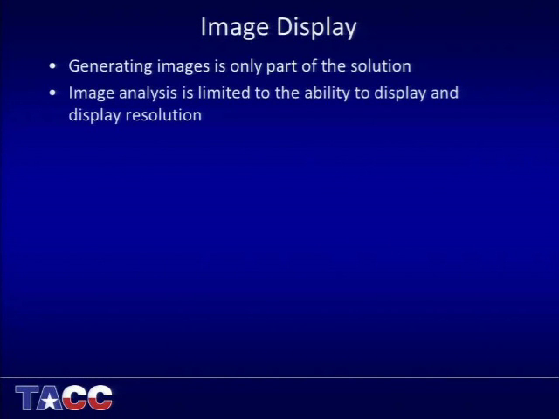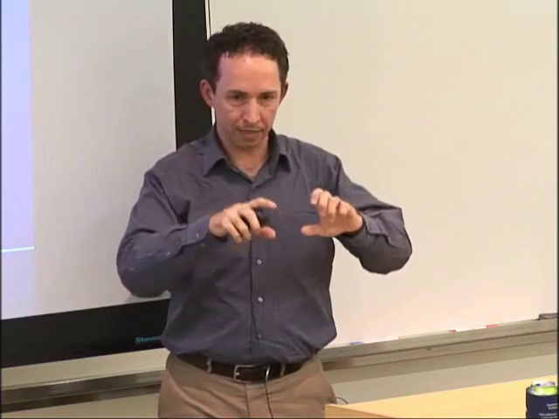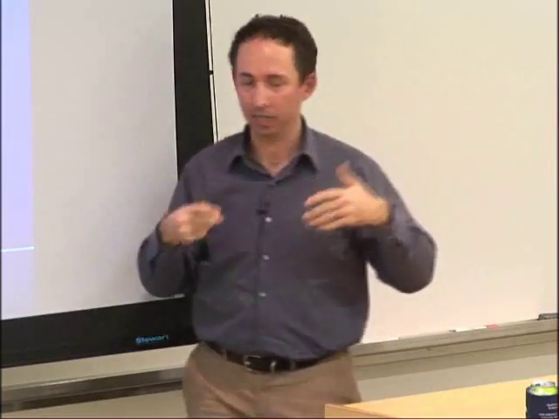Okay, so let's talk about image display, because generating the images is only part of the solution. Your analysis of those images is limited by the pixel count on the display you're using. If you have an electron microscope that is producing an image that's 25,000 pixels by 25,000 pixels, you're either zooming and panning in something like a Bing Maps interface, where you're zooming into what you want to see or pulling back, but you have to trade off context for detail.